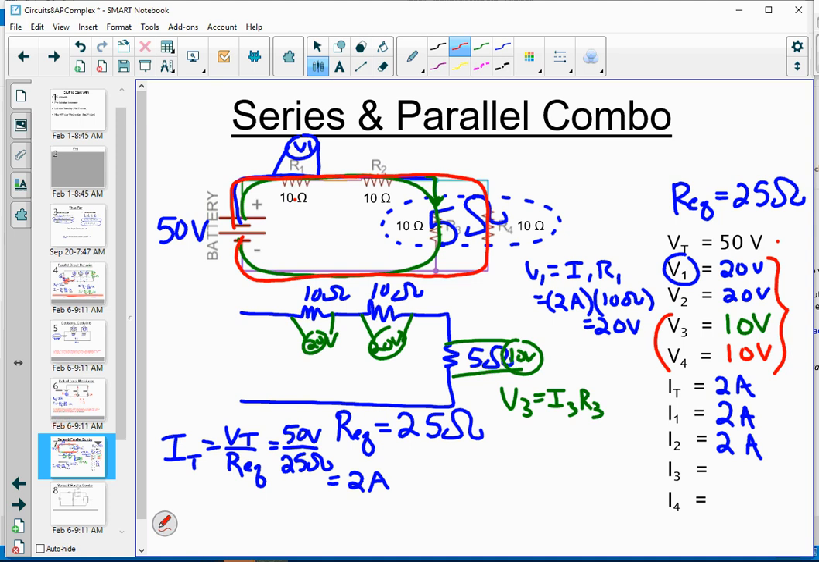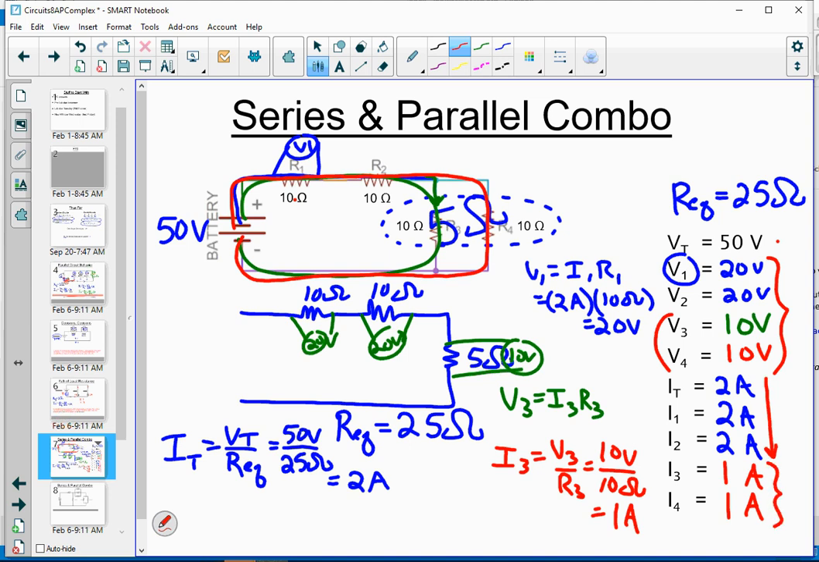Now that we have V3 and V4, we can find these currents. I3 is going to be V3 over R3, and V3 we have just decided is 10 volts, and R3 is 10 ohms. So that means 1 amp of current will flow. And the numbers will be identical for I4. You will also get 1 amp because the numbers are exactly the same. This makes sense because the total current, which is 2 amps, when it branches, those two have to add to 2 amps, the I3 and I4, and they do.